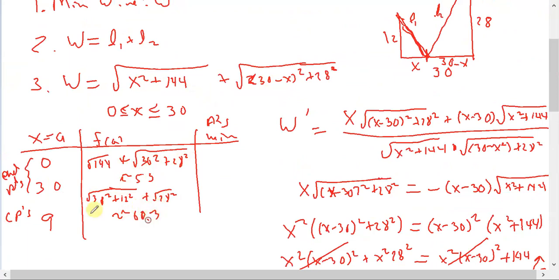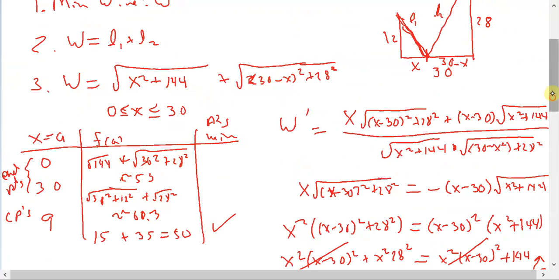And then finally, when you plug in the 9, what you end up with is the first radical here would be 81 plus 144. That ends up being 15 when you take the square root. This one, when you plug it in and take the square root, you'll end up with 35, so this is 50. And so this is the one that minimizes.